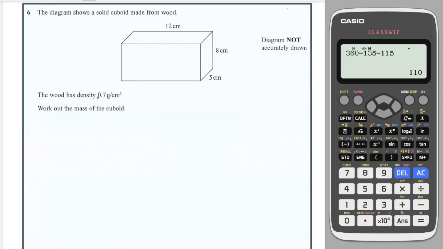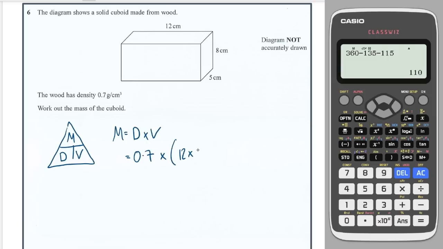Okay, we've got density, and I've got mass, and I've got a volume of a cuboid. So I'm going to need to do my density volume triangle. And I've been asked for the mass, so I find the mass by doing density multiplied by volume. The density is 0.7, and the volume of a cuboid is the length times the width times the height.